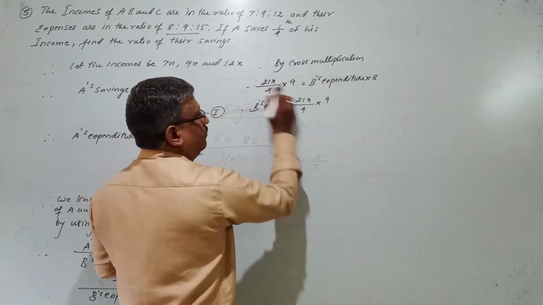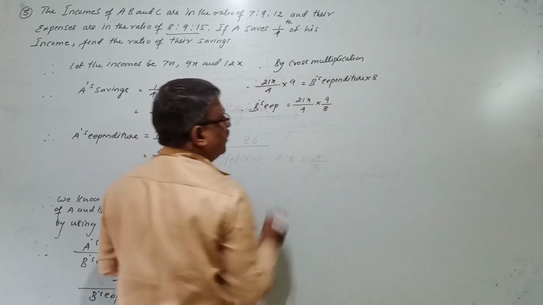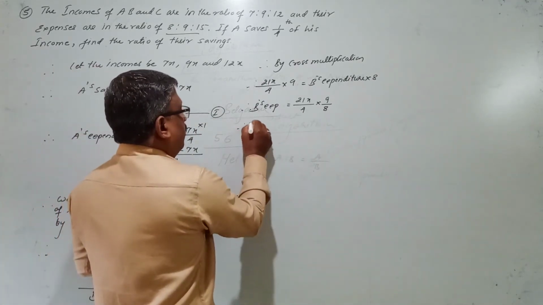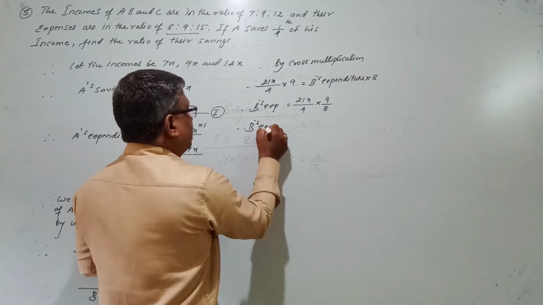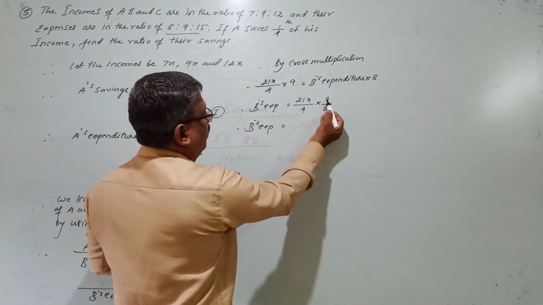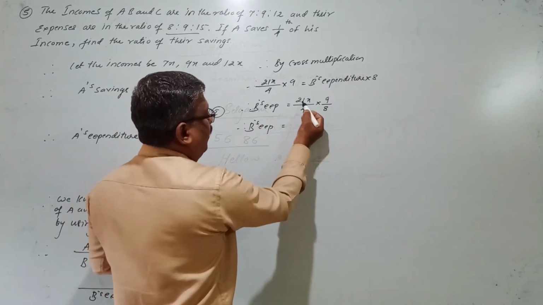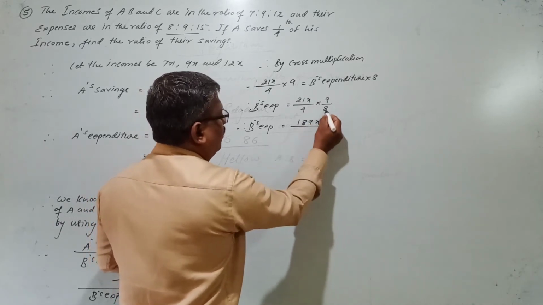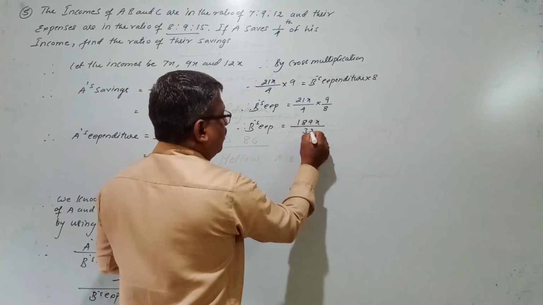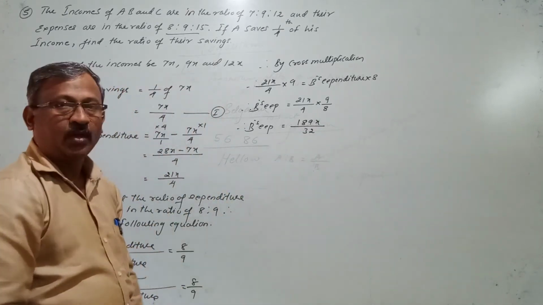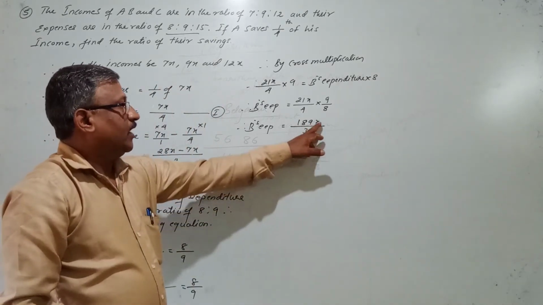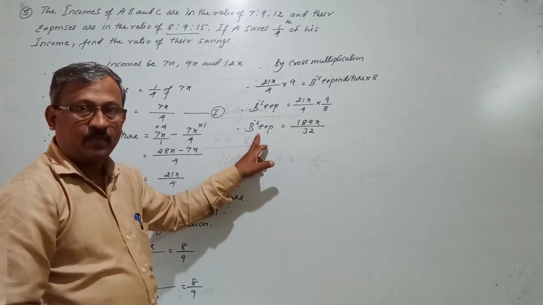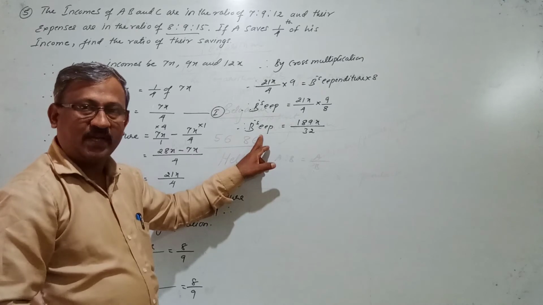This multiplication becomes division. This is divided by 8. And now you multiply. So B's expenditure equals 9 into 21, so you get 189x divided by 8 into 4, which is 32. So 189x divided by 32 is what? This is called B's expenditure. So like this you will come to know B's expenditure.